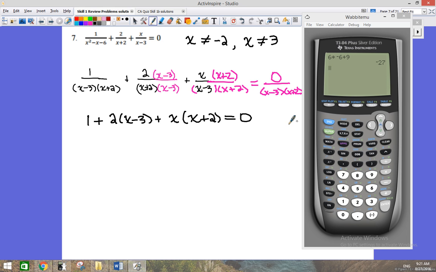So this is a quadratic equation. Let's get it in standard form. We know it's quadratic because right here the x times x gives you x squared.